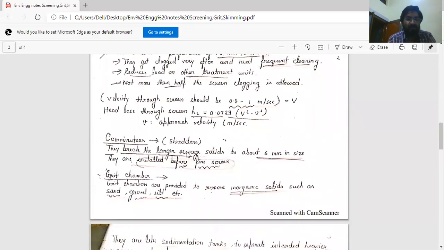Now, comminutors or shredders. The function of comminutors is to break the large sewage solids to about 6 mm in size, and they are installed before fine screens. After the medium screen and before the fine screen, they are installed.